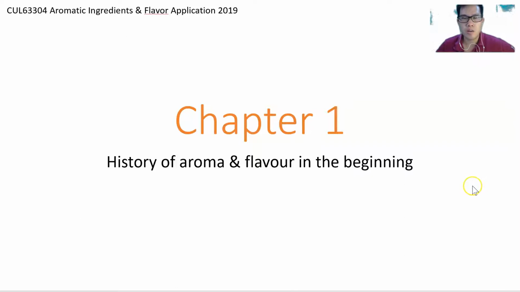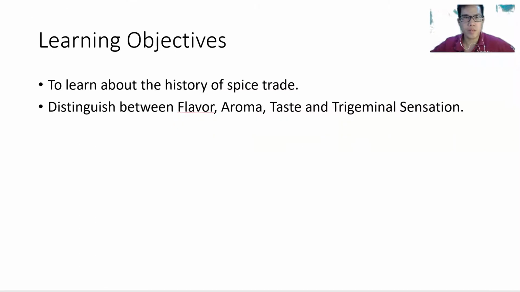Let's look at the first chapter, where we're going to talk about the history of aroma and flavors in the beginning. The learning objectives for today are, first, to learn about the history of the spice trade, and second, to distinguish between a lot of the terminology: the distinction between what is flavor, what is aroma, what is taste, and what is trigeminal sensation.